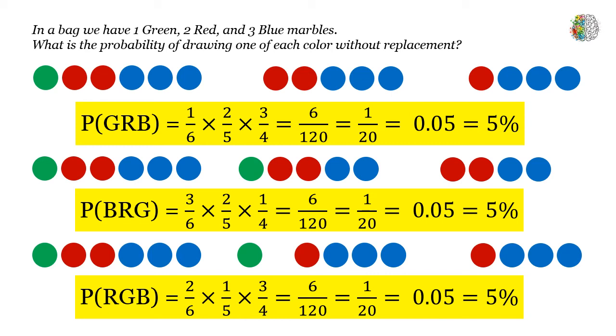And then if I'm doing it without replacement, each time that bottom number, or the total number of possibilities, is going to decrease by 1. And if I already drew that color out, that top number is also going to decrease by 1.